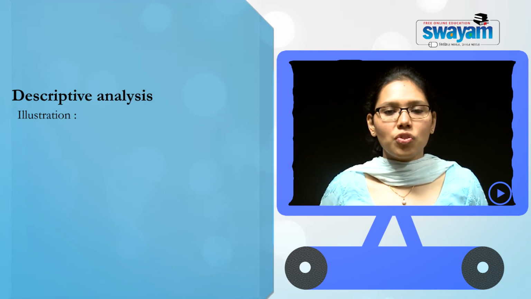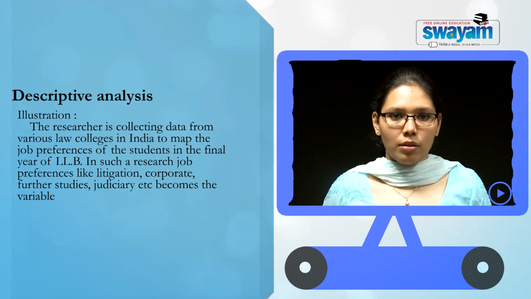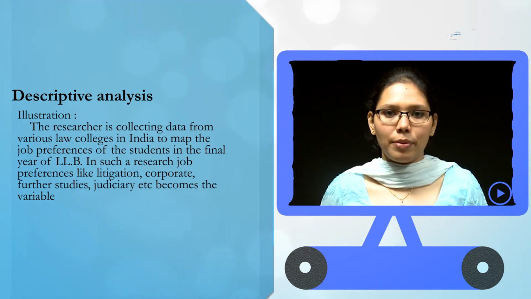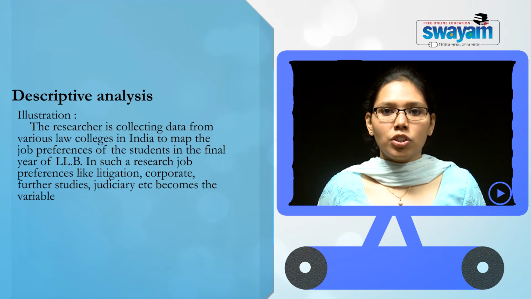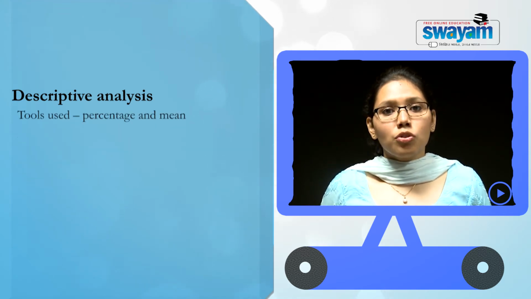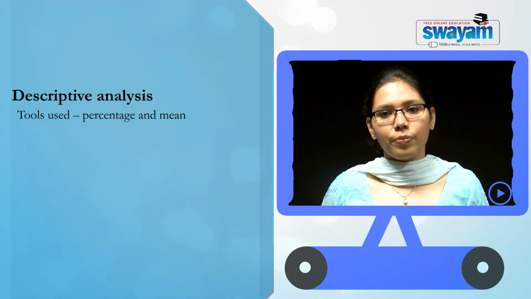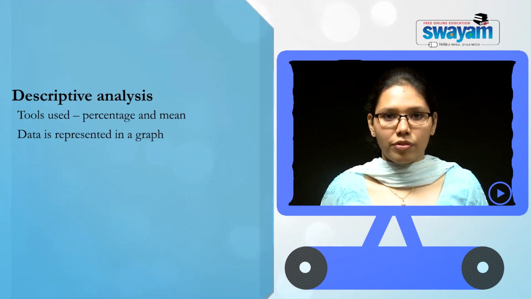Now, an illustration of a descriptive analysis is that, let's say, the researcher is collecting data from various law colleges in India to map the job preferences of students in the final year of LLB. In such a research, job preferences like litigation, corporate, further studies, judiciary, etc. become the variables. Tools which are used under descriptive analysis are percentage and mean method. The data under descriptive analysis are then further represented in a graph.